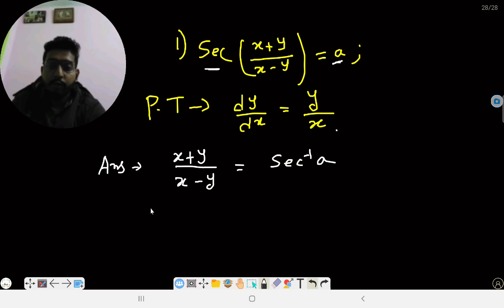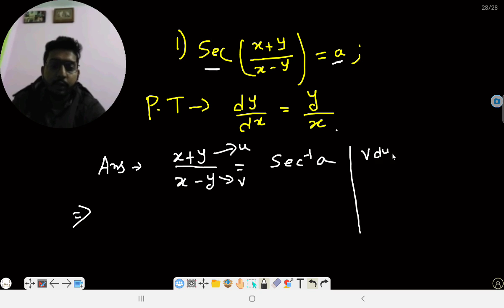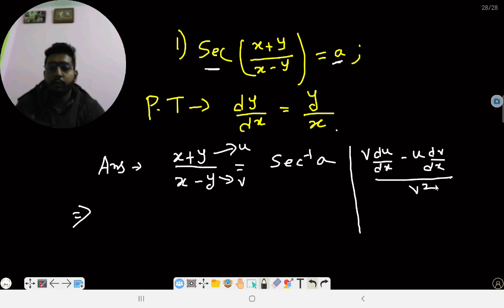Now if I differentiate this one with respect to x, what will happen? So I am differentiating with respect to x both sides. Now look at this. This is a u by v form, so this is a division form. So here you have to apply that formula. So what was the formula? Whenever there is a u by v form, the formula will be v du/dx minus u dv/dx, divided by v square. So that was the formula for u by v.